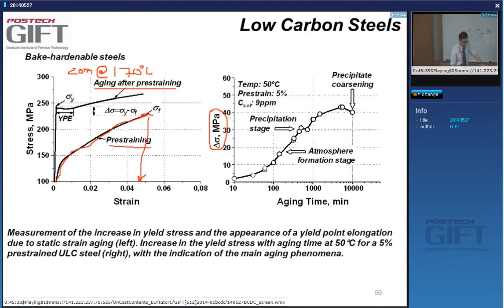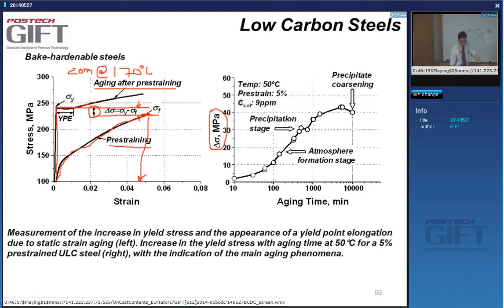At 170 degrees C, you take the same material, and this is what you get. You get a material with a yield point and a yield point elongation, because it's been aged. And we can now measure the difference, this increase in strength, from what's called the yield plateau and the flow stress I had here. And we can measure this as a function of time, mechanically.